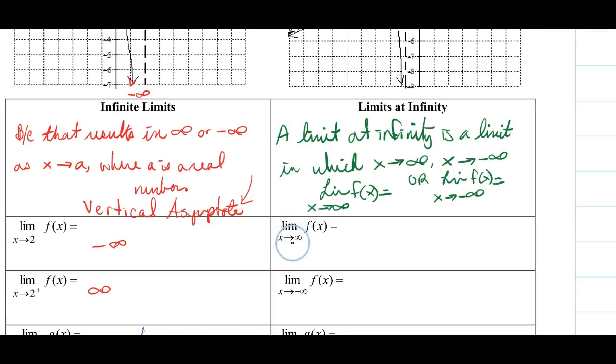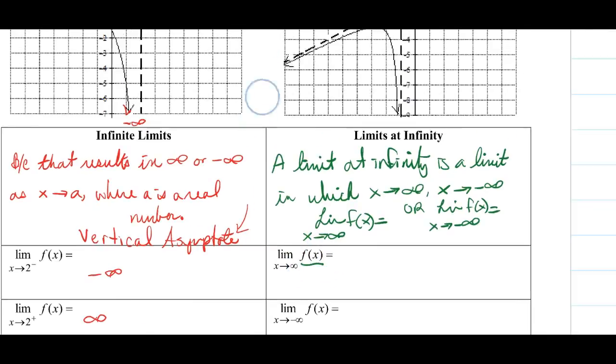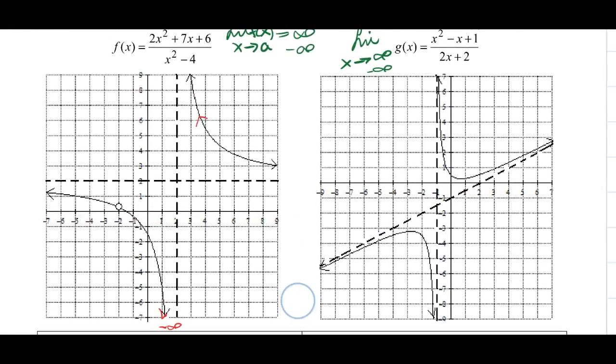So let's look at our limit as x approaches infinity of f of x. Looking up here, f of x is our function on the left here. As I approach positive infinity, as I go off toward the right end of my graph, looking at my positive end behavior, I see that my function is getting closer and closer to this asymptote here, which is at y equals 2. So this limit as x approaches positive infinity would be 2.